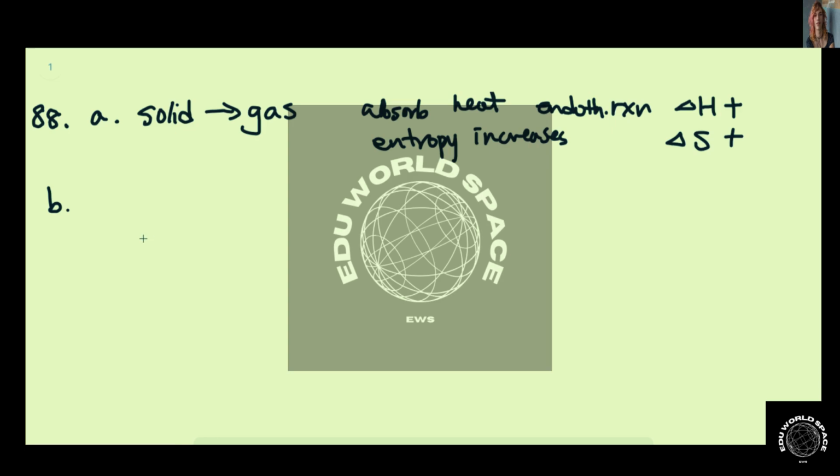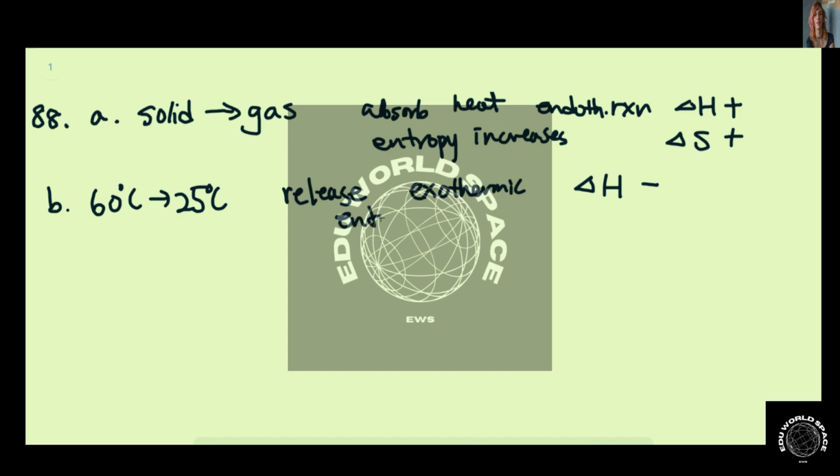Part B, the temperature of a sample is lowered from 60 to 25. So temperature goes from 60 to 25 degrees. When temperature cools down, the sample will release heat. Releasing heat means it's an exothermic process. An exothermic process has delta H negative. Also, by lowering the temperature, the molecules are less movable, so the entropy of the system decreases. We'll have a delta S also negative.